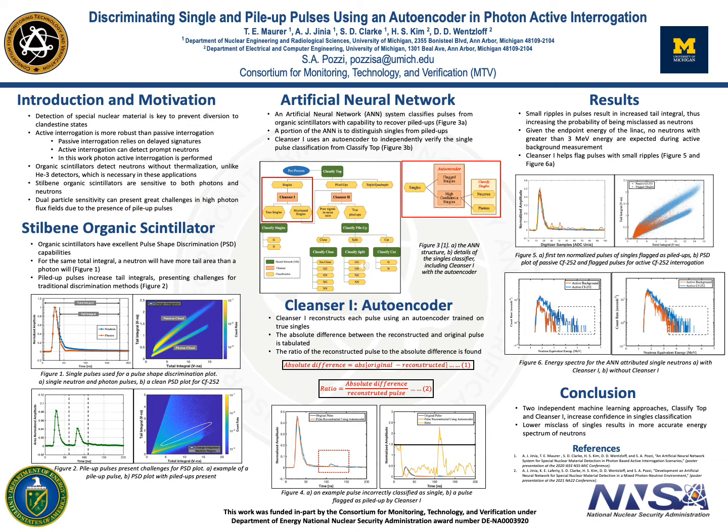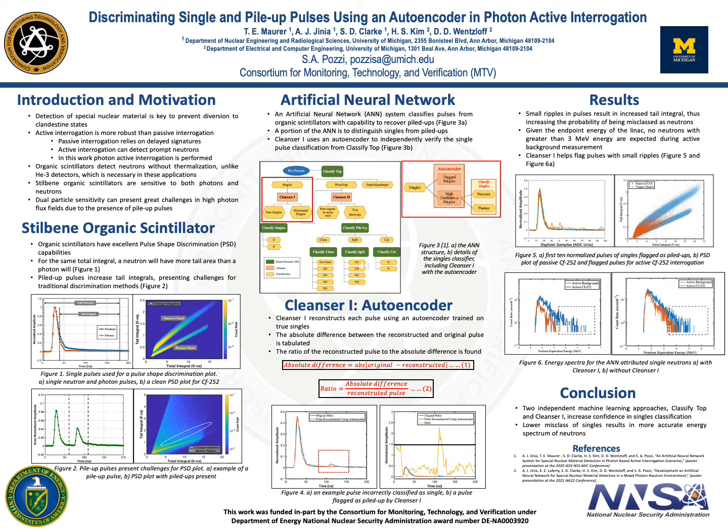Because small ripples, which are sometimes misclassed by classify top, result in increased tail integrals, particles are more likely to be misclassed as neutrons with an inaccurately high total energy. Figure 5a shows some examples of pulses misclassed as singles by classify top that have small ripples in the tail. Figure 5b shows a PSD plot of passive californium-252 data in blue, and plotted in orange are LINAC pulses misclassed as singles, caught by Cleanser 1.